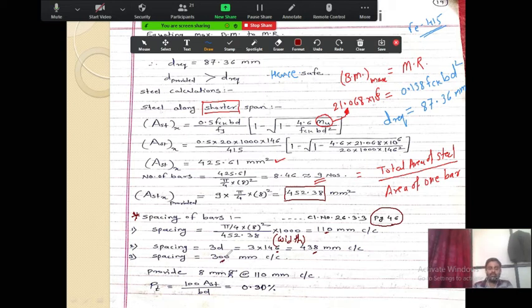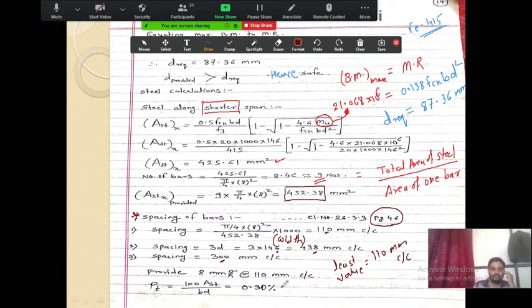In no case will the spacing be 300 mm. So what will be the least value? You should take the least value, which is 110 mm center to center. So here you can write: provide 9 bars of 8 mm diameter at 110 mm center to center.